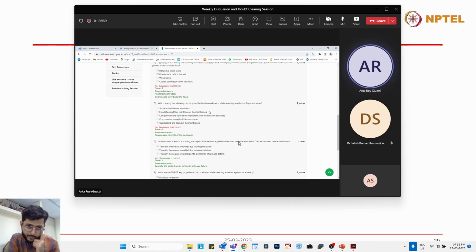The fourth is compressive strength of the membrane. We'll come back to that later. And the fifth is overlapping and gluing of the membrane. Now my question is, if I go to a shop for selecting the waterproofing membrane, I know that I will overlap and glue the membranes. It's a constructional practice. But the other options are telling about the property of the material, like the surface finish and the tear resistance.